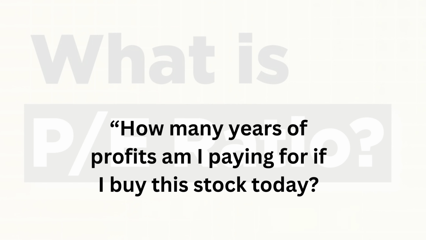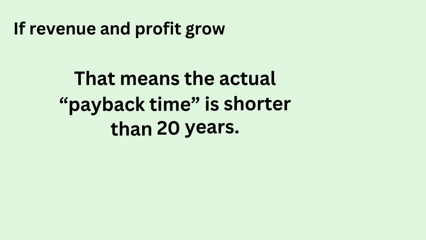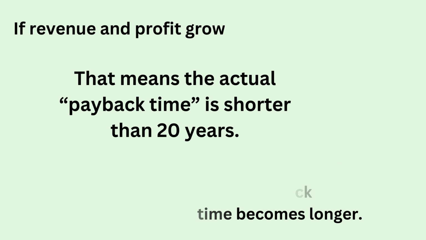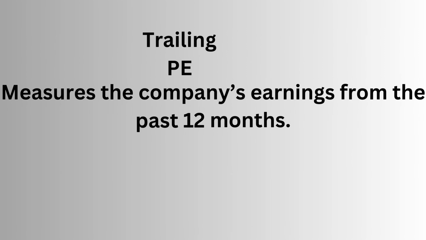But here's the key point. If revenue and profit grow, the company earns more each year. That means the actual payback time is shorter than 20 years. If profits shrink, the payback time becomes longer. This PE is called the trailing PE because it measures the company's earnings from the past 12 months.